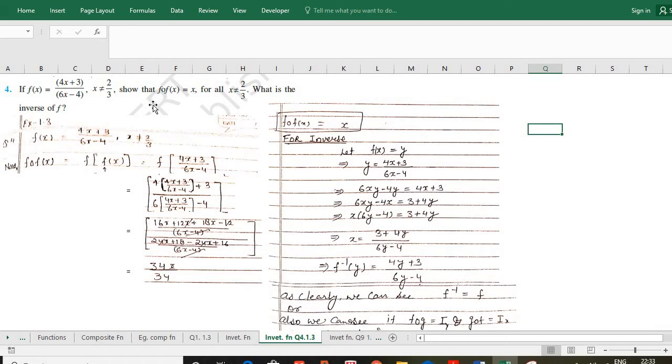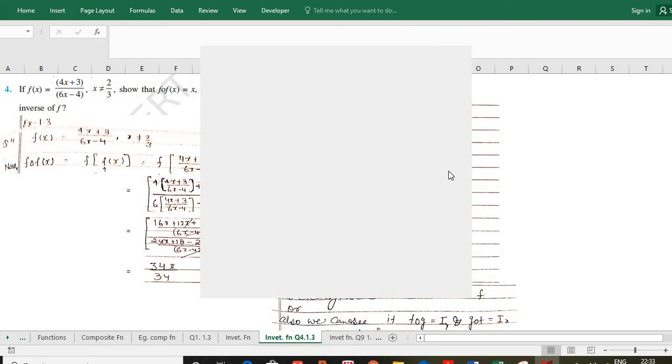Now they are asking what is the inverse of f. So for inverse we prove the case of onto. Let us take some member y in the codomain of f, where here it is not defined, but we take from the codomain in the case of onto, right? Now we will substitute y equals to this value. Then we will solve this in the case of onto.